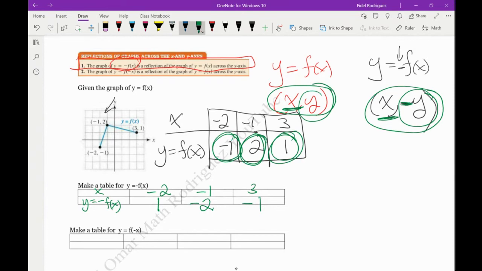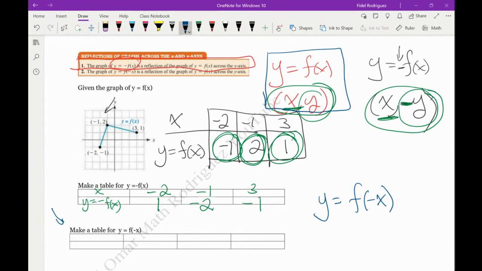Okay, so now let me do the next one here, and it's this piece right here. So I want you to look at this one. y = f(-x). So just like we did before, if my points in y = f(x) are x and y, then the way my points are going to look here, they're going to look like this.